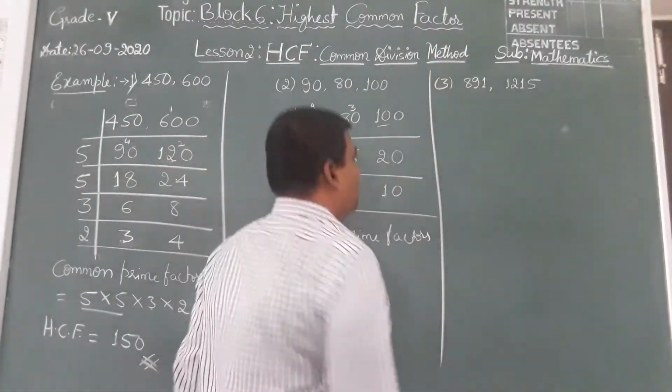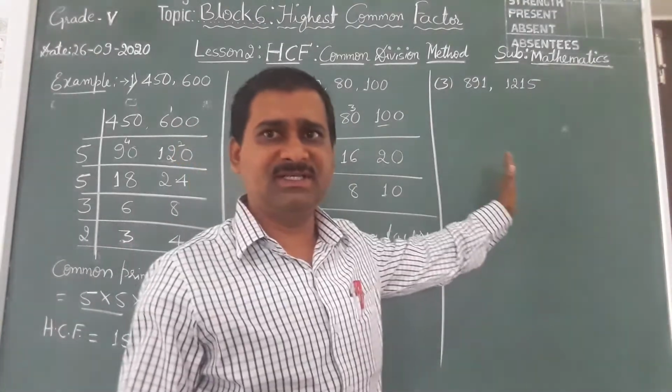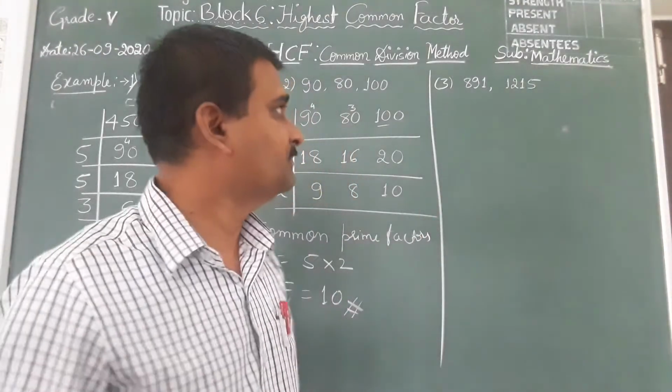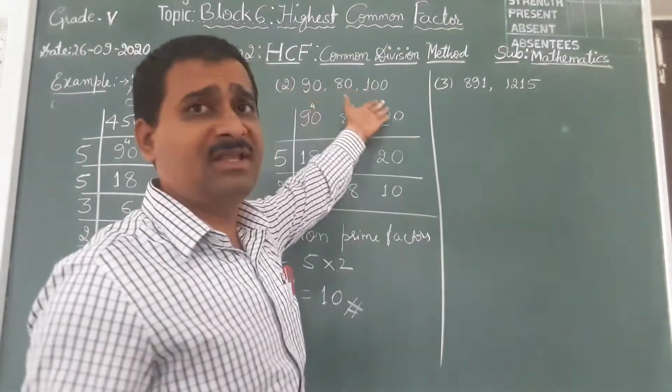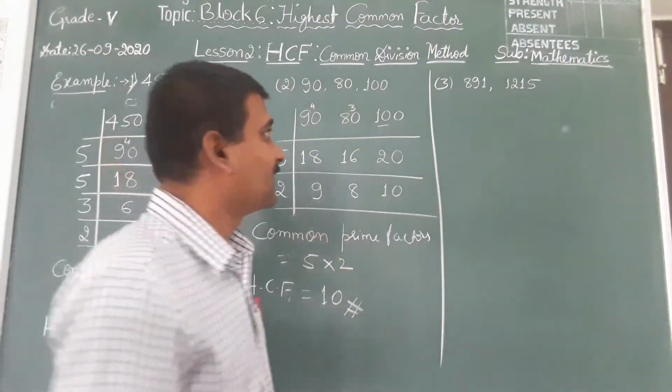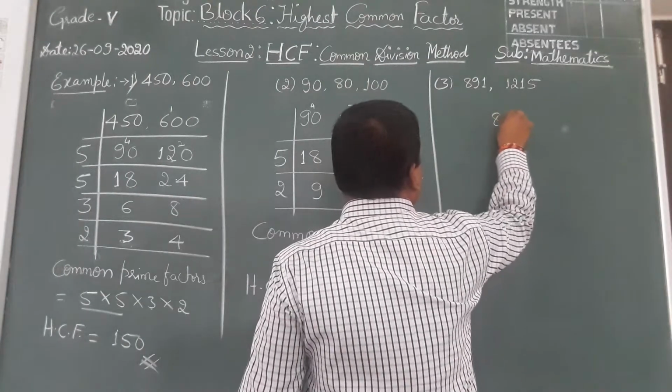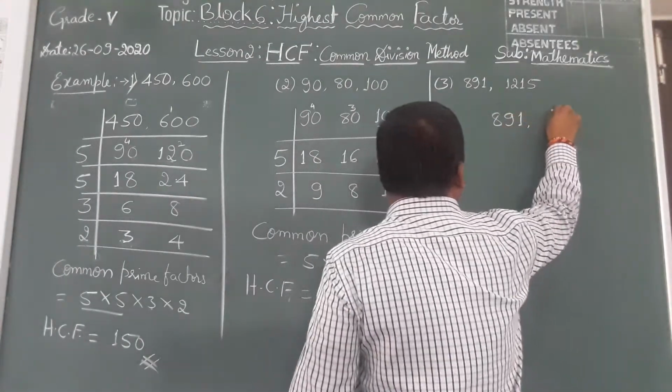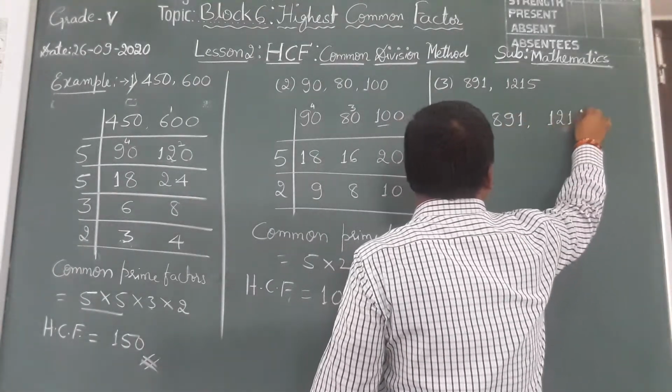Okay. For more clarification, if this one is done, then you will do it yourself. Sometimes 3 numbers will be given. Take all 3 numbers at a time and do it. 891, 1215.